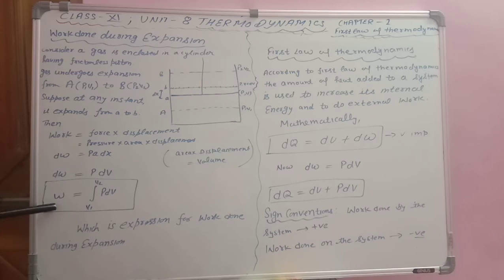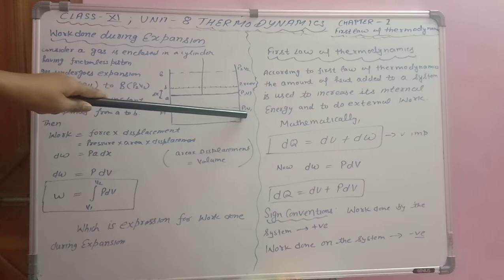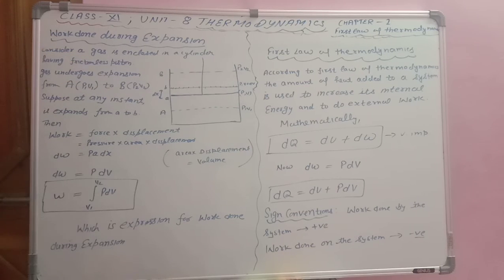If we want to calculate the total work done, this dW is only from small a to small v. To calculate the total work done from capital A to capital B, we need to integrate. So W will be equal to the integration of P dV from V1 to V2, because at A the volume is V1 and at B the volume is V2. This is the expression for work done during expansion. I hope that work done during expansion is clear to you all.